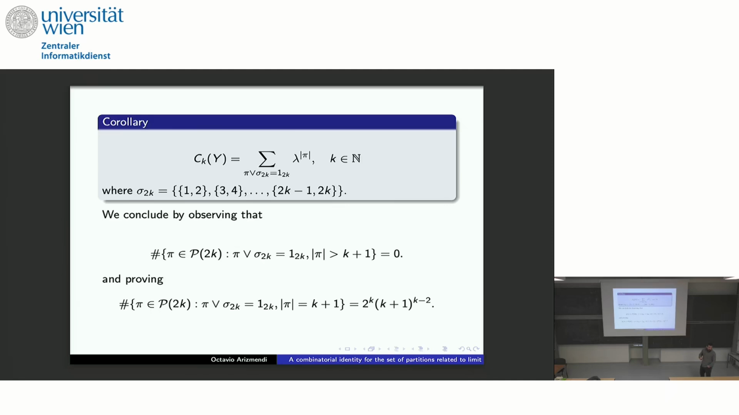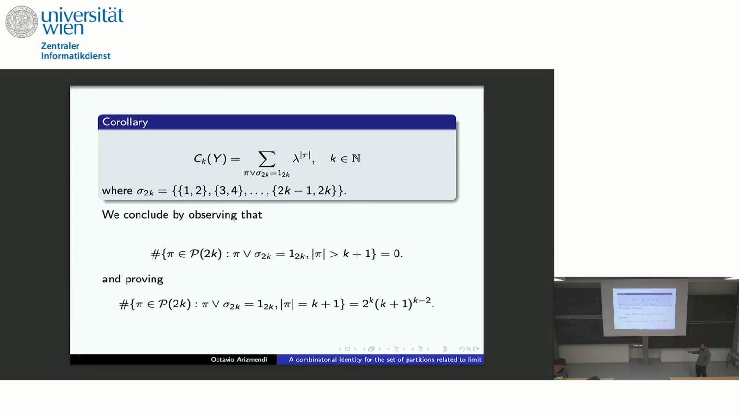And one thing which is very simple, and that's why I think this is a nice proof, is that if the number of blocks is bigger than k plus 1, then this is 0. Because you need to join, and if you have many blocks, then you cannot join things. Having many blocks gives fewer ways to connect, and the maximum that you need is exactly k plus 1.